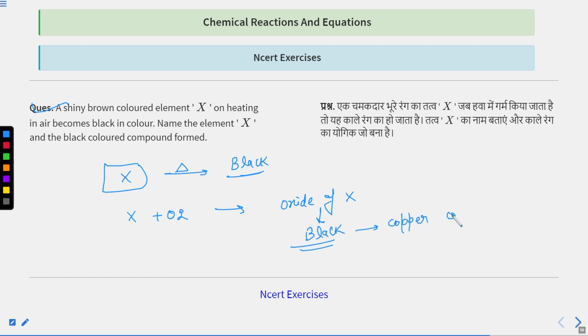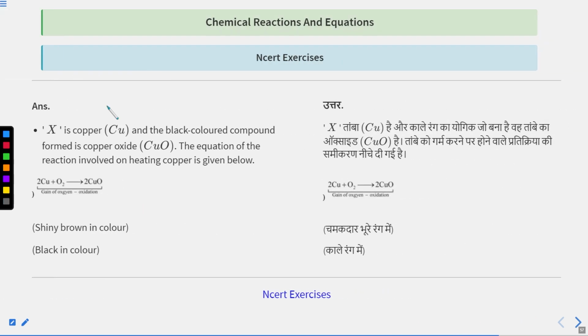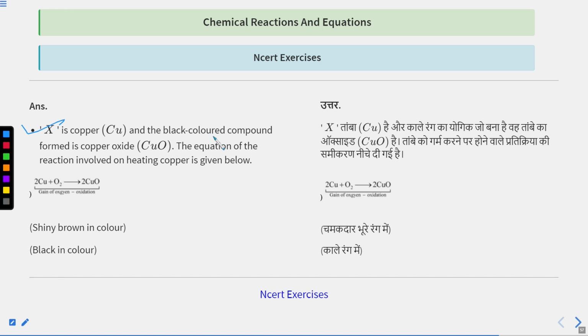Definitely you know that copper oxide is black in color. So the shiny brown color metal is copper. So copper is that particular element X. Let's understand, X is copper and the black colored compound formed is copper oxide. The equation of the reaction involved on heating is given below: 2Cu plus O2 gives 2CuO.